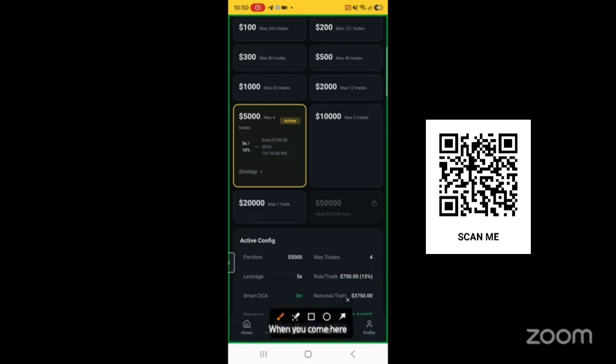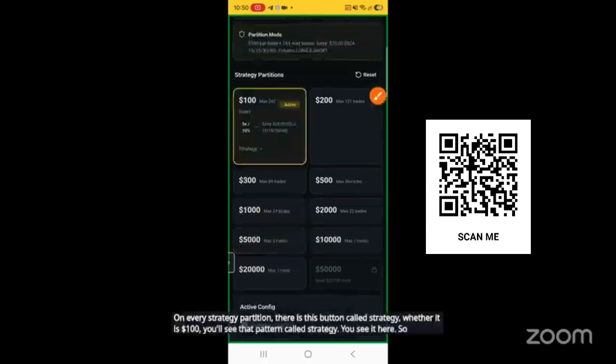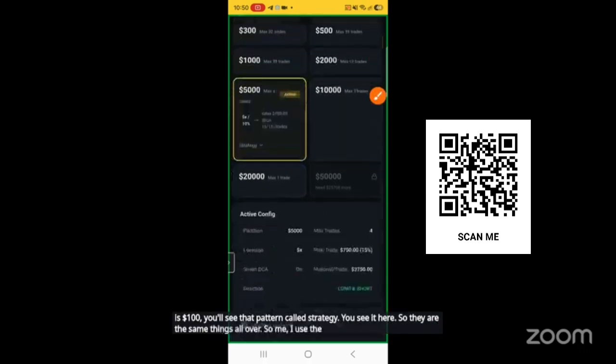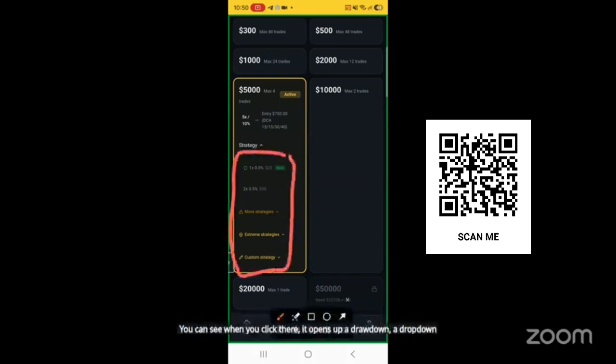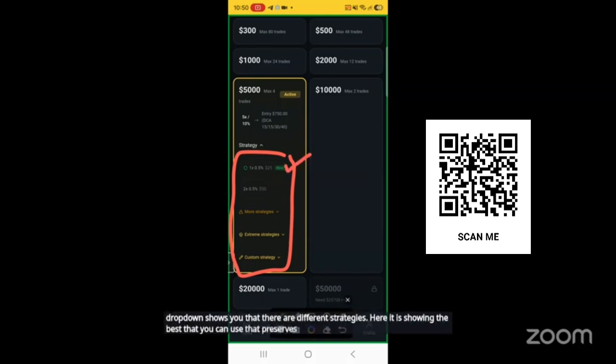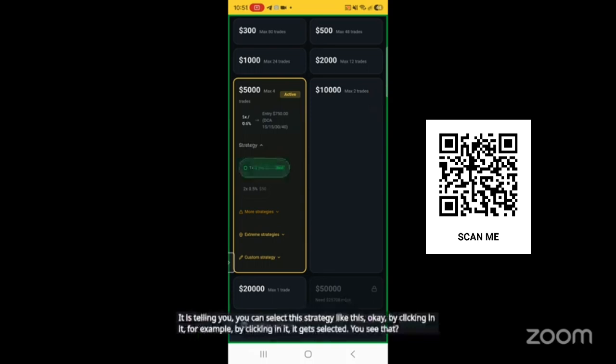On every strategy partition, there is a button called strategy. Whether it is $100, you'll see that button called strategy. They are the same all over. I use the $5,000 strategy on this account. So if we click on strategy here, you'll see something very important. It opens a drop down that shows different strategies. Here it is showing the best one that preserves your capital to the maximum. You can select a strategy by clicking on it. For example, by clicking on it, it gets selected and says strategy updated. Did you see that?